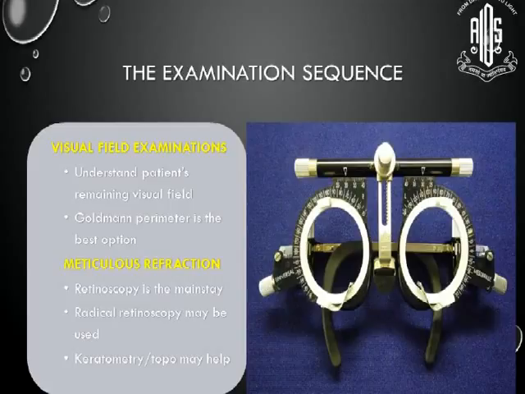The field examination: understand the remaining visual field. And for that, the Goldmann perimeter is the best option. There are other automated perimeters, or you can even go to a tangent screen. And the refraction has to be meticulously done.